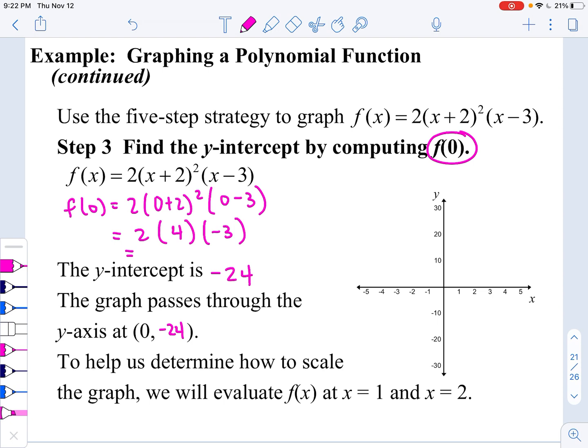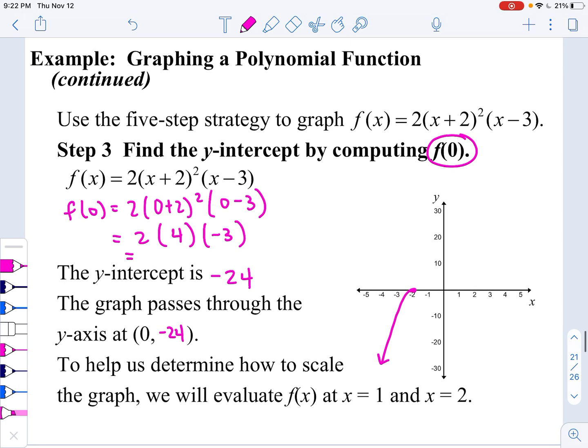So again, it says to help us determine how to scale the graph, we will also evaluate a couple more points. We already said before that we were touching at negative 2, and that was going off to negative infinity. And now we're going to cross the y-axis at negative 24. That's going to be about here. So we know that this is going to come down, and it's going to hit that point. We also know that we had that other x-intercept of 3, which means that the graph is doing something here.